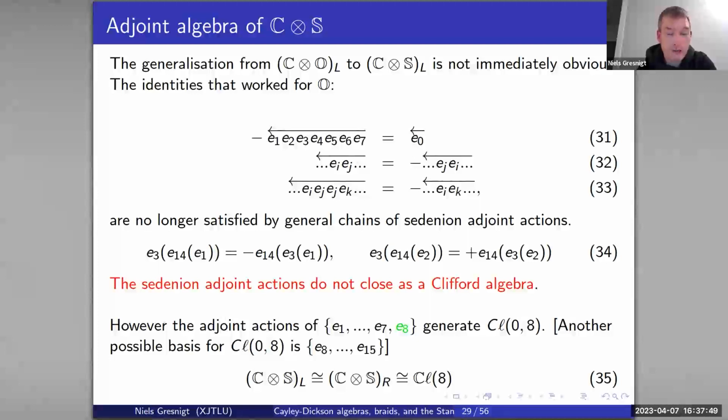However, if you look at the adjoint actions of E1 to E8, we have put E8 here in green because that's the new element we introduced via the Cayley-Dickson process, then they generate the real Clifford algebra CL0,8. Now, another choice is actually to take E8 to E15. So if we look at all the adjoint actions of, say, E1 to E8, we can actually obtain a basis for all the 16 by 16 matrices. So now if we complexify that, we would get CL8, a complex Clifford algebra CL8.